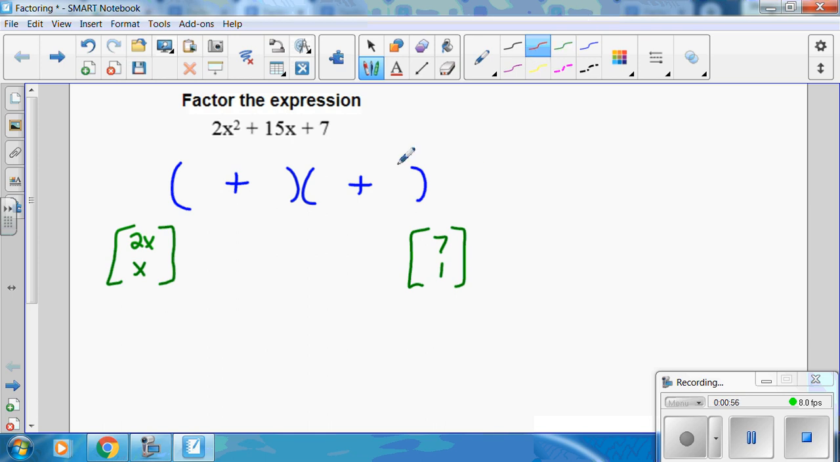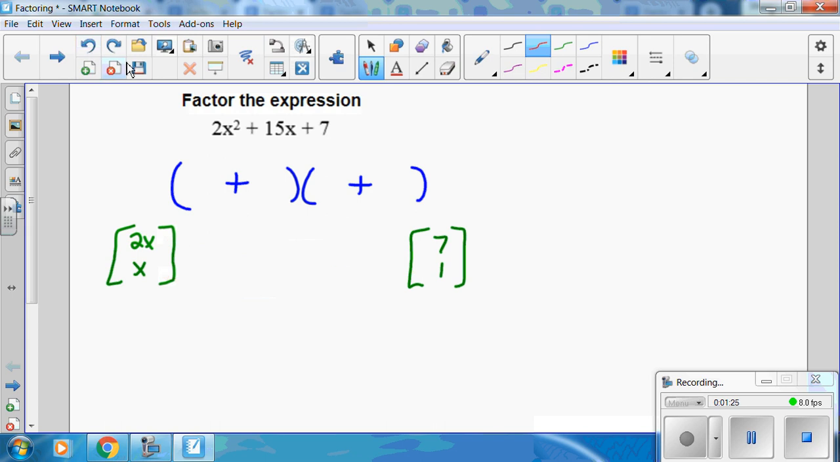Okay, so now we need to take each of these and link it to each of these so that the two products that are created have a sum of 15. Now it has to have a sum of 15 because the signs are the same. So it has to add up to 15. So if I take 2 times 1, that's going to be 2x. I take x times 7, that's 7x. That does not add up to 15. So that's not going to work.